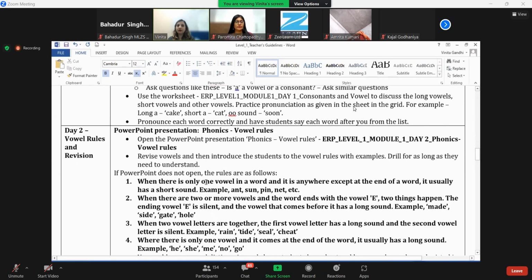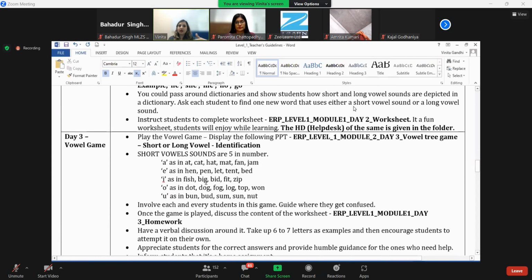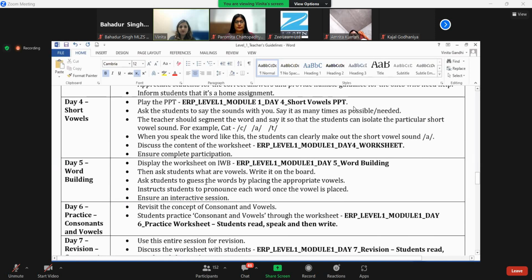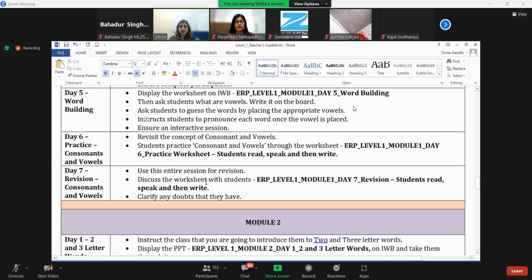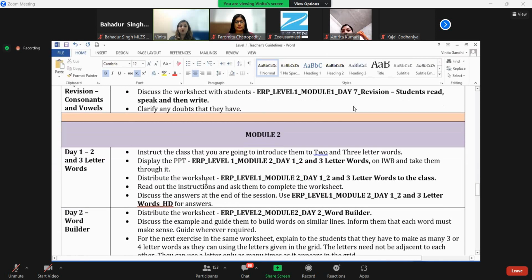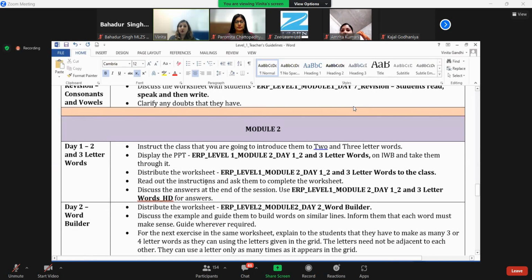If you see, everything has been covered in detail over here. Day 2 also, day 3. All you have to do is just read, follow and execute in the class. I'm just slowly scrolling down so that you understand what it comprises and how it really looks. It's easy breezy, honestly speaking. The execution will be easy breezy. Of course, what you have to do is teach them in groups, not individually.